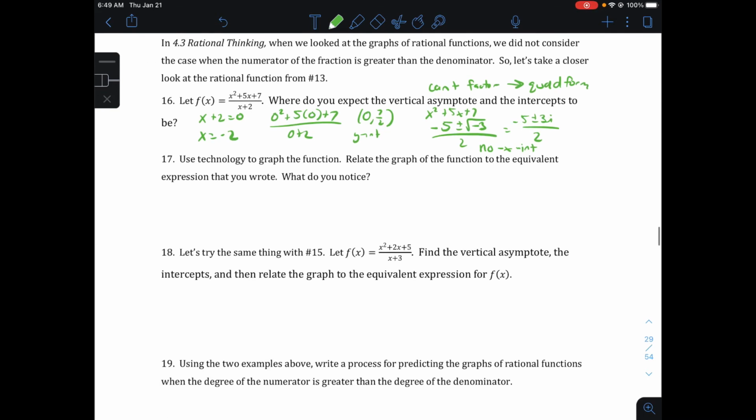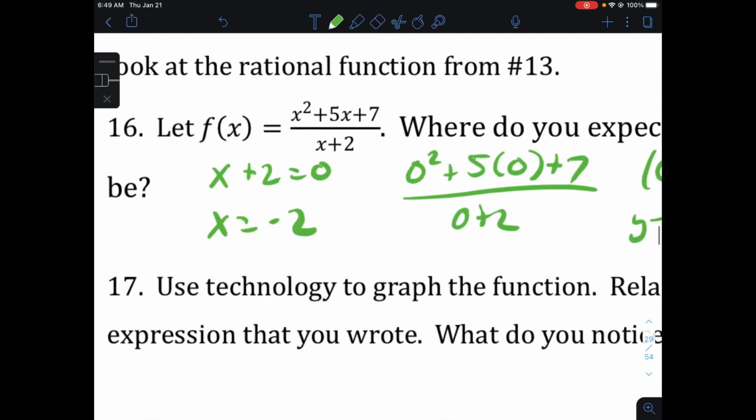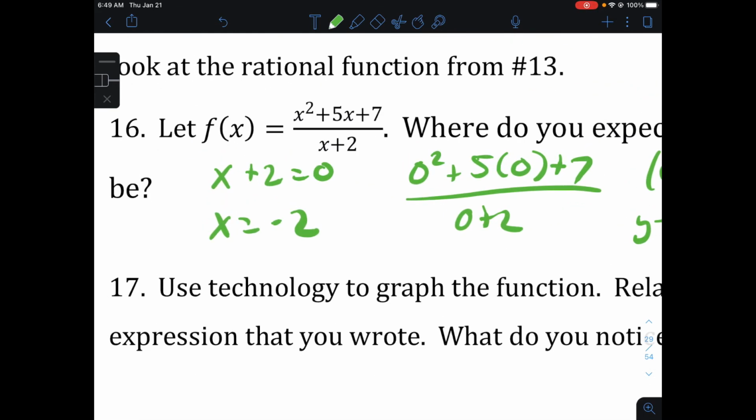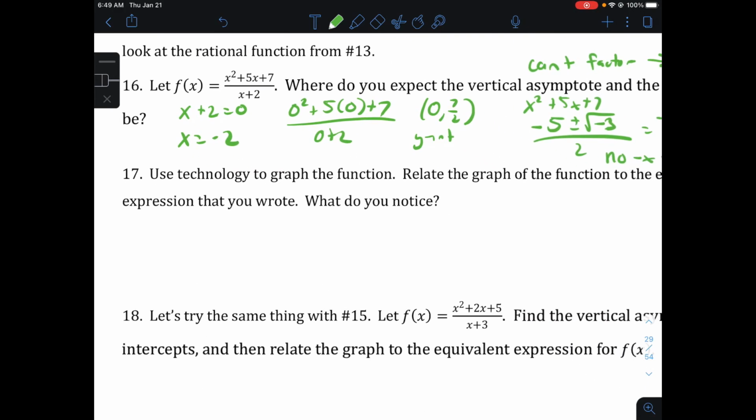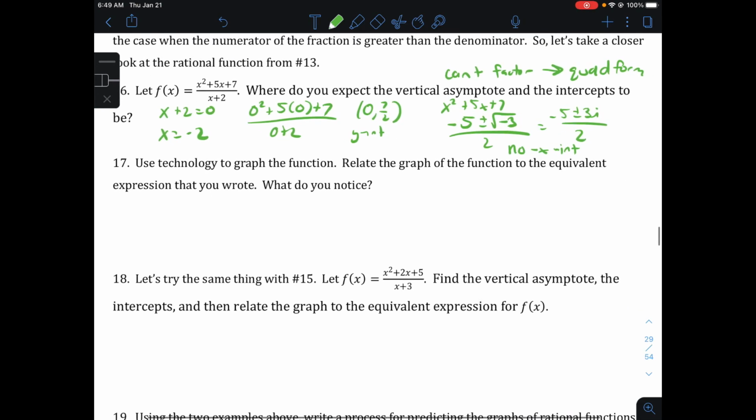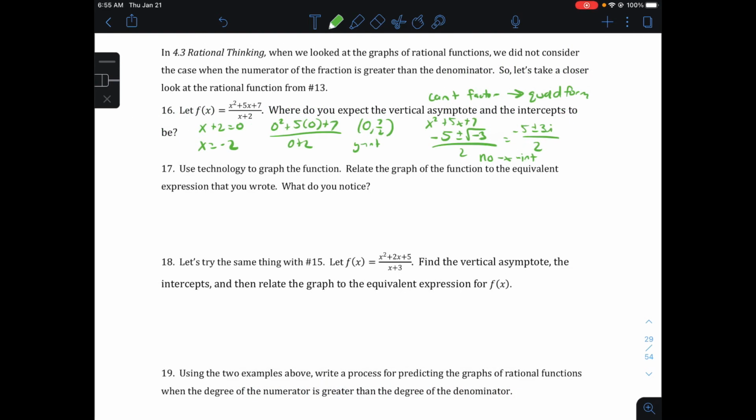So then we know for the horizontal intercept, we have to look at the two cases, right? We said, okay, well, when the powers are the same, you look at the coefficients. When the bottom is bigger, it goes to 0. But we don't know what to do for the horizontal intercepts. That wasn't on that chart that we dealt with. So for number 17, it says, use technology to graph the function. Relate the graph of the function to the equivalent expression you wrote. What do you notice? Okay. All right. So let's go ahead.